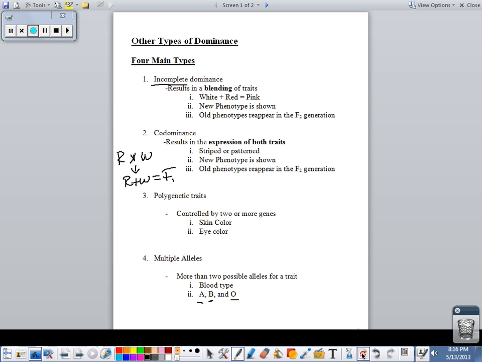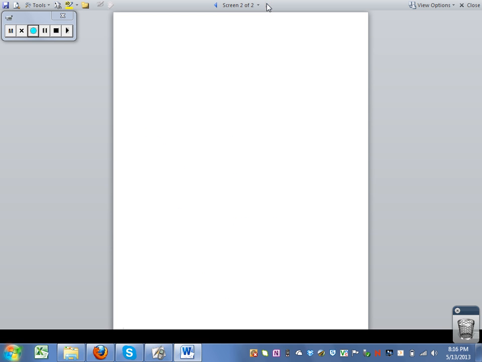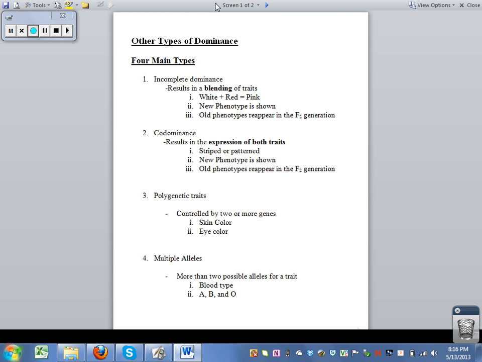Okay, so that's our notes for the other types of dominance, pretty short, but make sure you look in the book, check these out, get some examples: incomplete dominance, codominance, polygenic traits, and multiple alleles. So they're like the exception. So usually you have 2 traits, or 2 alleles for a specific trait. Here we have differences, little nuances. Make sure you check it out, and you're reading, and fill in the guided notes.